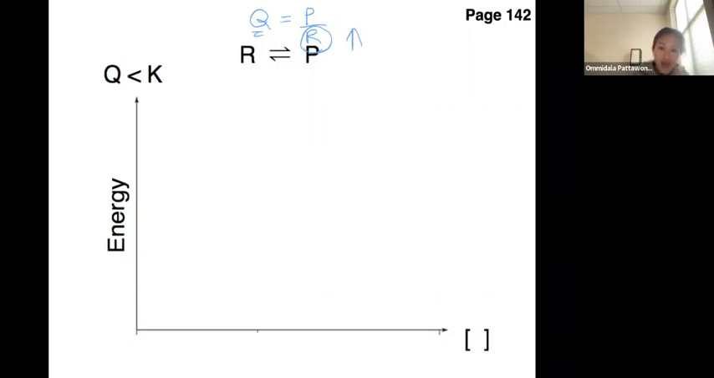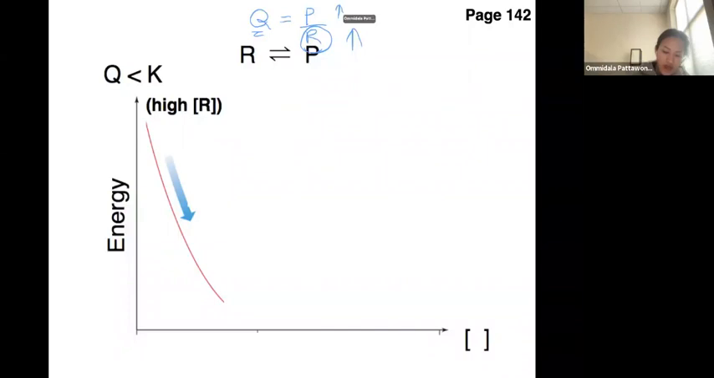At this point, you have a high concentration of the reactant. At high concentration of the reactant, you are going to observe that the energy is high, which indicates that this state is not stable. In order to make this state stable, the energy is going to decrease by reducing the concentration of the reactant. That means the concentration of product is going to increase. As the concentration of the product increases and the concentration of the reactant decreases, it causes the Q value to increase.